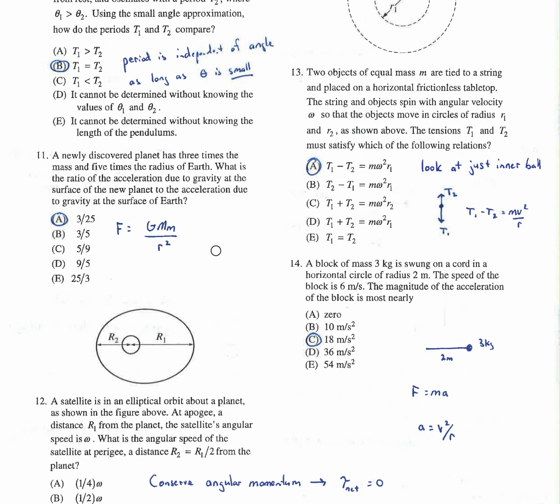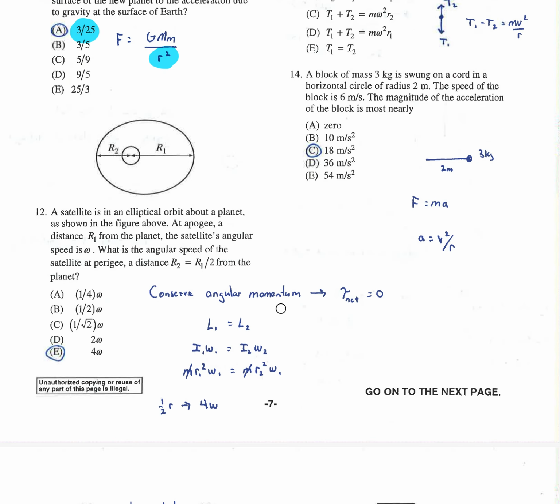A newly discovered planet. Again, this is a double, triple thing. Making the radius 5 times, but then squaring it is going to create a factor of 25 in the denominator, and then you're going to make it 3 times massive. So 3 times the mass, 5 times the radius is a 3/25 factor. All right, this one is a very interesting one.